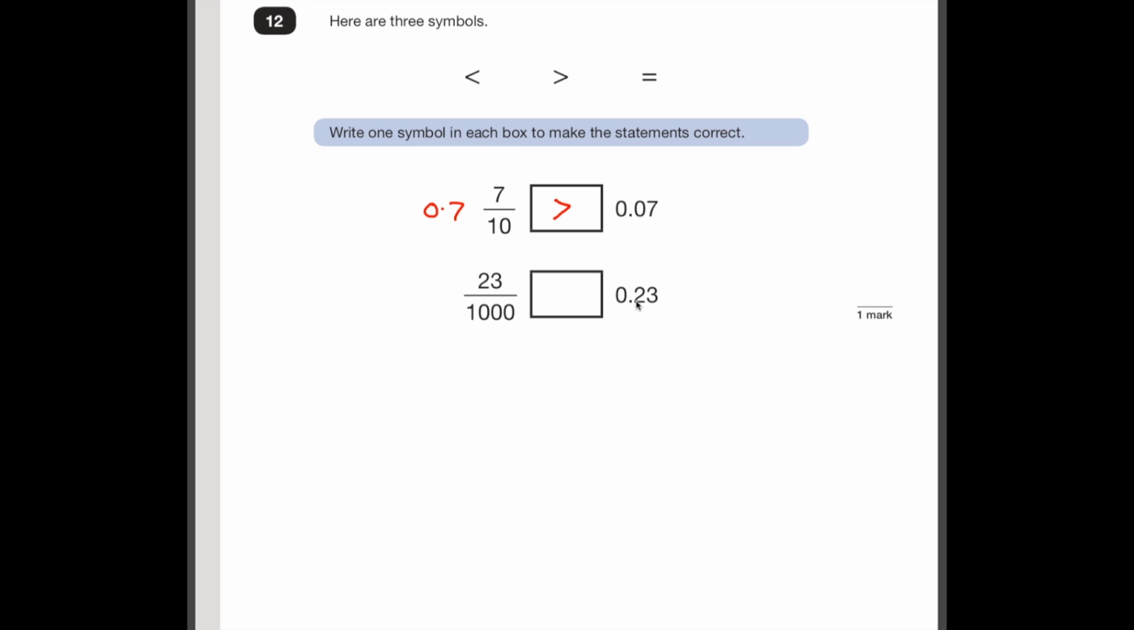And you should know that 0.23 is the same as 23 hundredths. Now, we know again that hundredths are bigger than thousandths. So if you have 23 hundredths, you're nearly at a quarter there. And this 23 thousandths is very, very small. So this one is going to be bigger. So the symbol we need is this one, because this is pointing towards the bigger number, this bit here. So that one is the correct answer for this one.